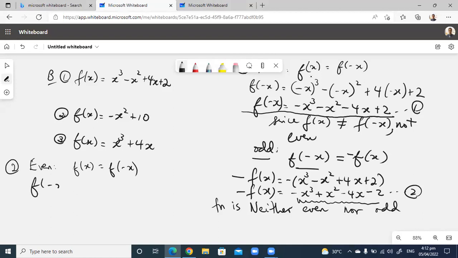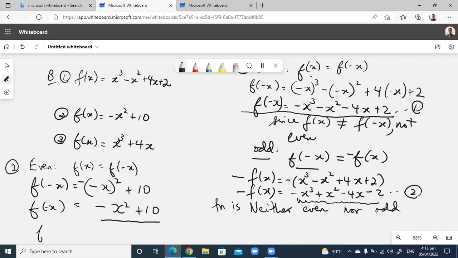F of minus x, so question 2. Minus x, but I have a minus on the outside, to be squared, plus 10. So I will get minus, when you square negative, you get positive. Positive by negative is negative again. So I get minus x squared plus 10. So f of minus x is minus x squared plus 10.